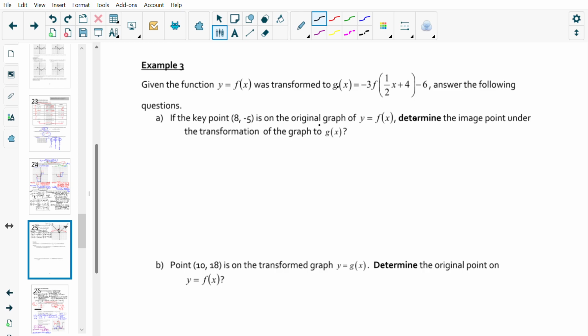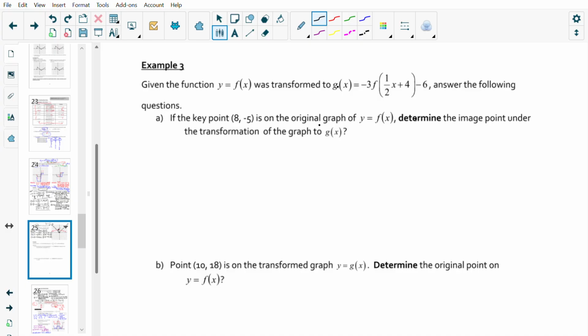Okay? All right. Example 3. Given the function y equals f of x was transformed to g of x equals -3 f of 1/2 x plus 4 minus 6. Wow. Answer the following questions. If the key point 8, -5 is on the original graph, determine the image point under the transformation of the graph to g of x.